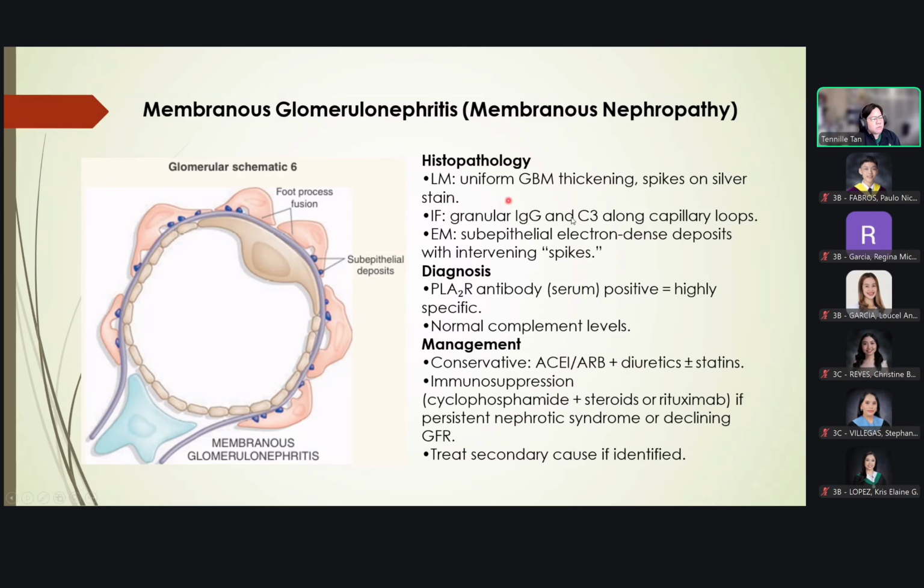So on immunofluorescence, you can have granular IgG and C3 along the capillary loops. And on electron microscopy, you'll see the subepithelial electron dense deposits with intervening spikes.